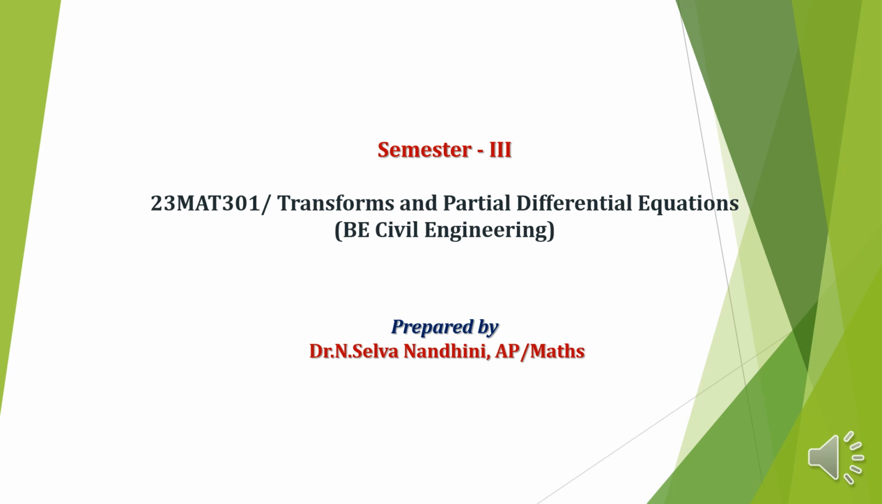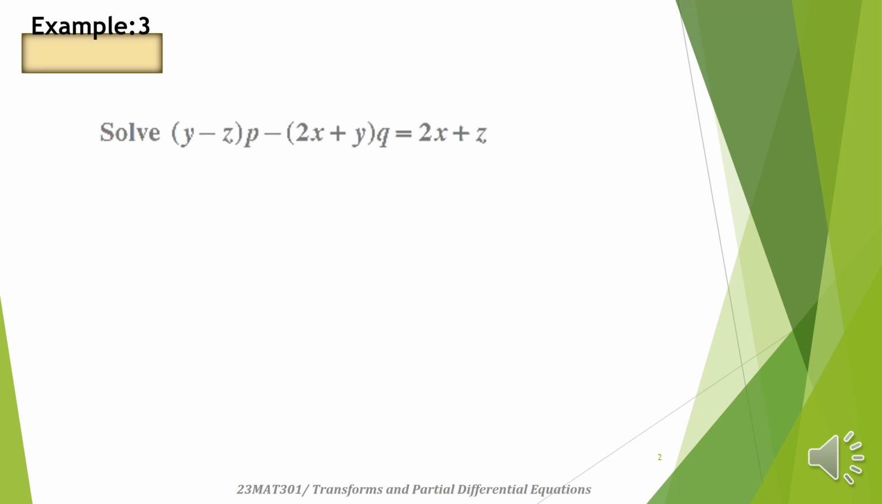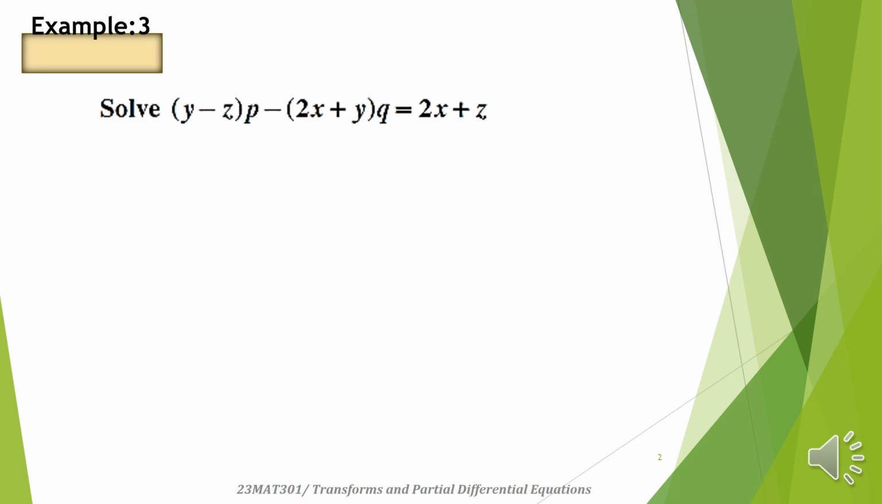So in this class, we continue from the previous one. Here, (y minus z) p minus (2x plus y) q is equal to 2z plus x.